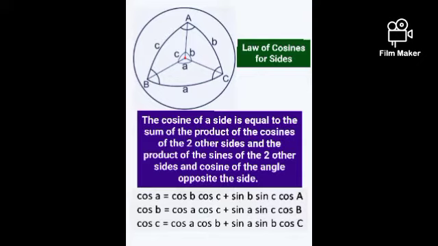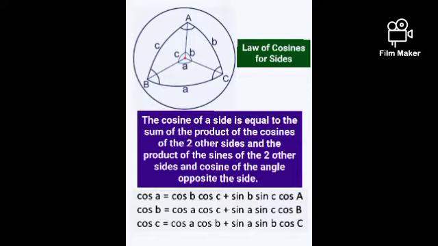Again, by the law of cosines for sides, the cosine of side small c is equal to the product of the cosines of the two other sides, cosine of small a multiplied by cosine of side b, plus the product of the sines of the two other sides, small a and small b, and the cosine of the angle opposite side small c, which is angle capital C. Hence, cosine of side small c is equal to cosine of side small a multiplied by cosine of side small b plus sine of small a multiplied by sine of small b multiplied by cosine of angle capital C.